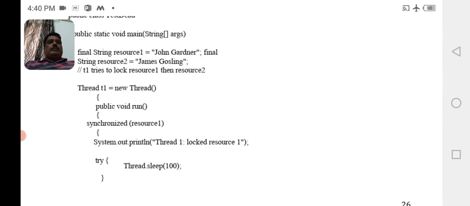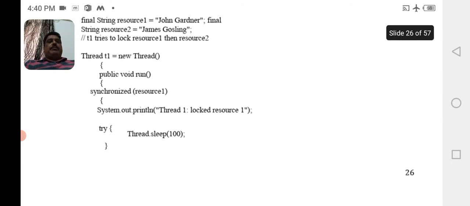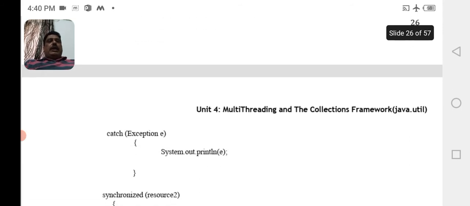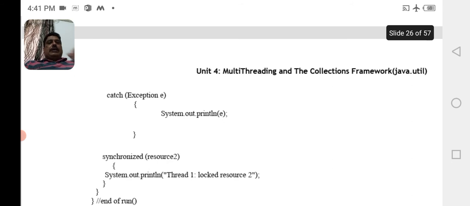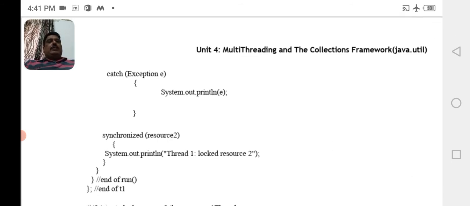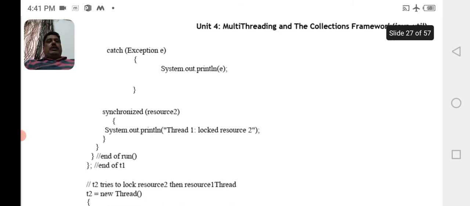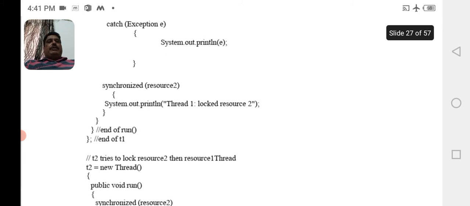locked resource 1"); try { Thread.sleep } catch (Exception e) { System.out.println(e); } synchronized (resource2) { System.out.println("Thread 1 locked resource 2"); } } } }; End of run and end of T1.